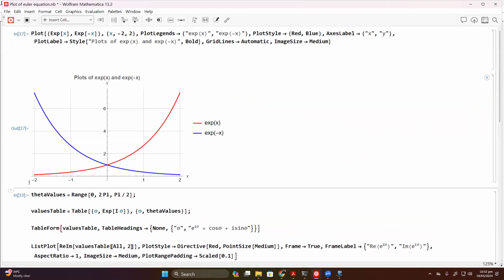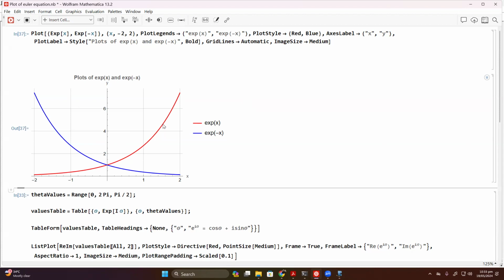From here, this red graph is for e to the x, for the exponentially growing function. And the blue one is for exponential minus x, or e to the minus x. This one is called an exponentially growing function, and this one is called an exponentially decaying function. And note one thing which is very crucial: even if x is negative, the output of the function, the y values, are all positive. So the exponential function, whether x is plus or minus, will always return a positive value, as can be seen from this plot.